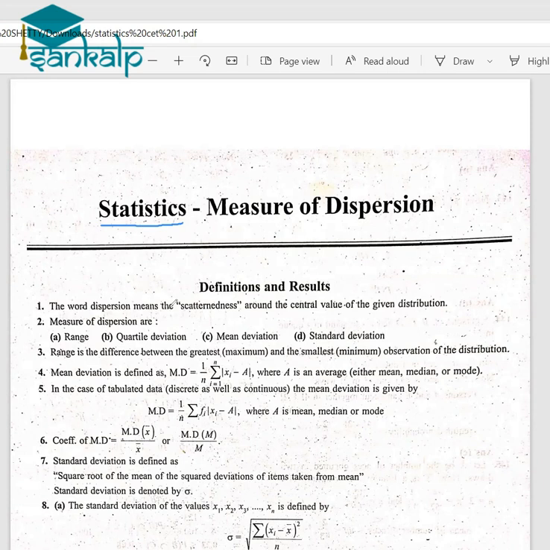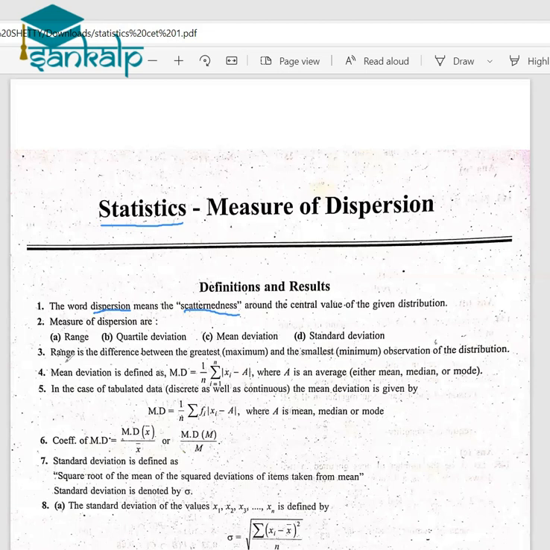In short, the word dispersion means scatteredness, and to calculate this scatteredness, we make use of the measures of dispersion. There are four measures: range, quartile deviation, mean deviation, and standard deviation. Range and quartile deviation, you have covered in your school days. The topic of our focus is mean deviation and standard deviation.